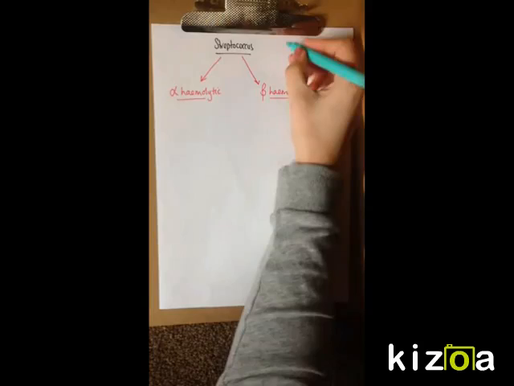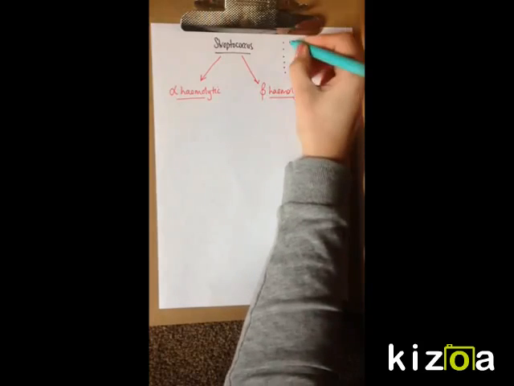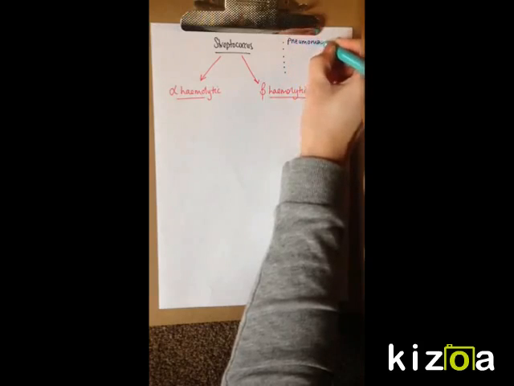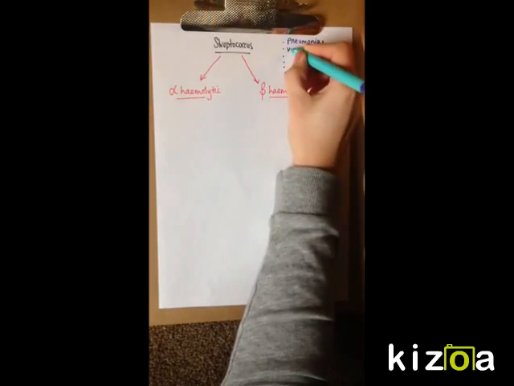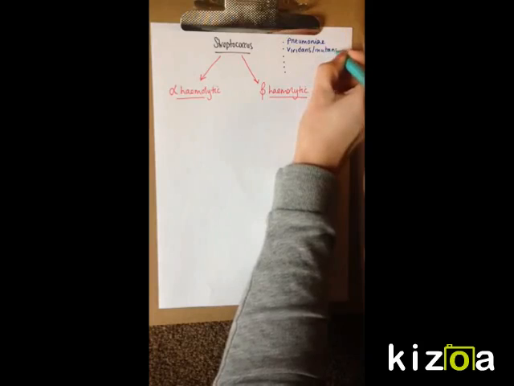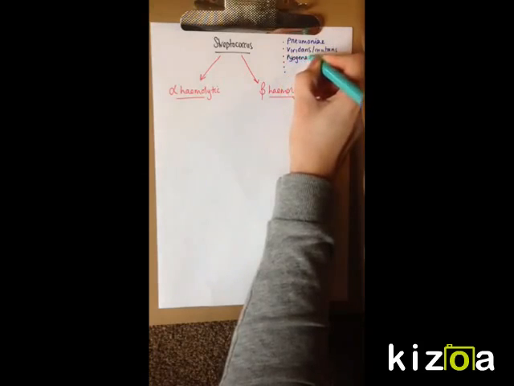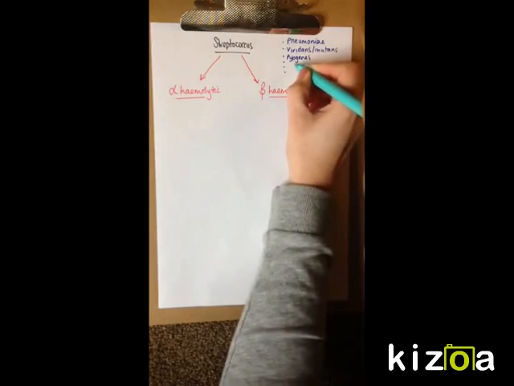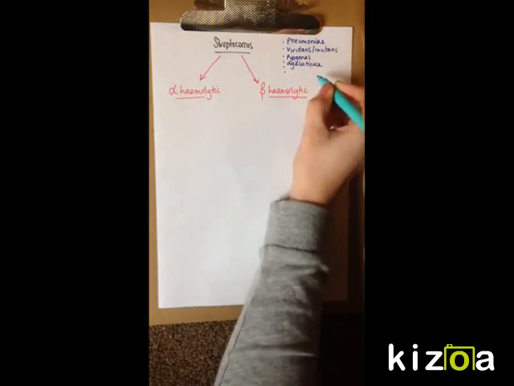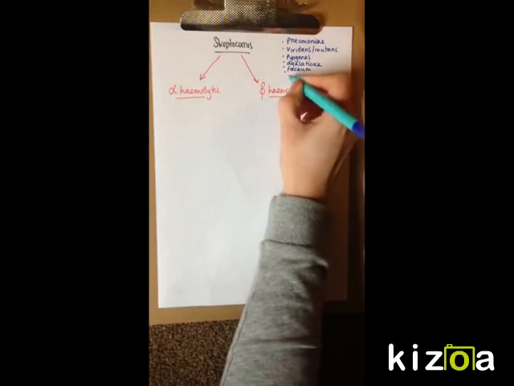There are 6 main species of Streptococcus, each causing different conditions. There's Streptococcus pneumoniae, Streptococcus viridans or mutans, Streptococcus pyogenes, Streptococcus agalactiae, Streptococcus faecium, and Streptococcus bovis.